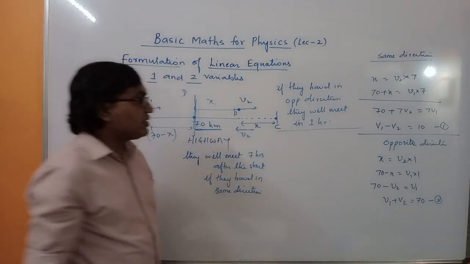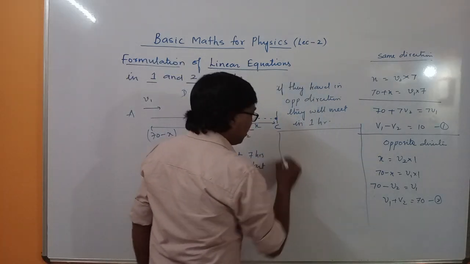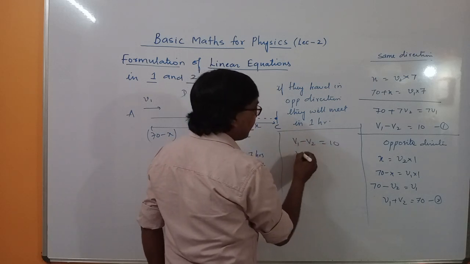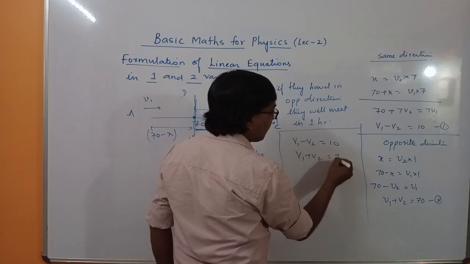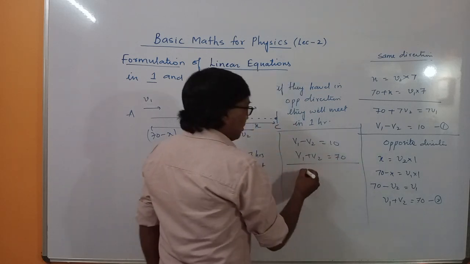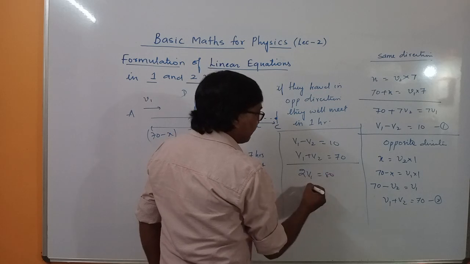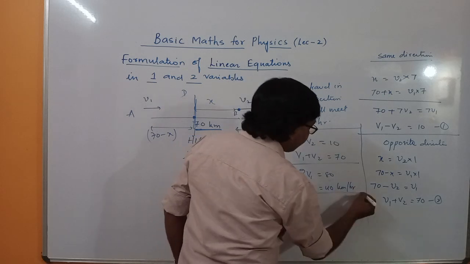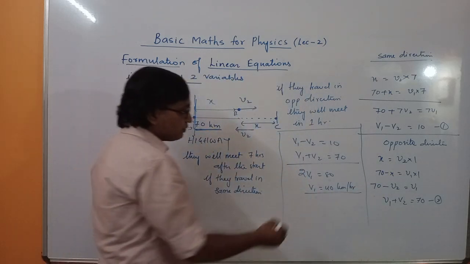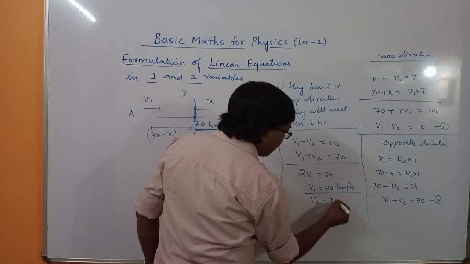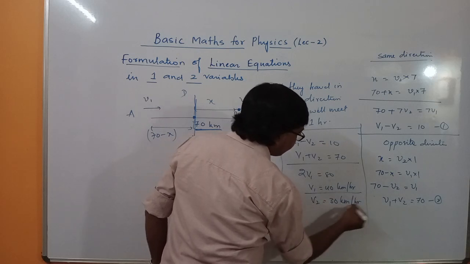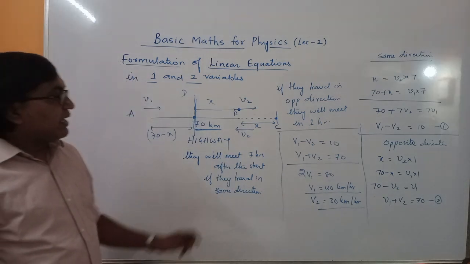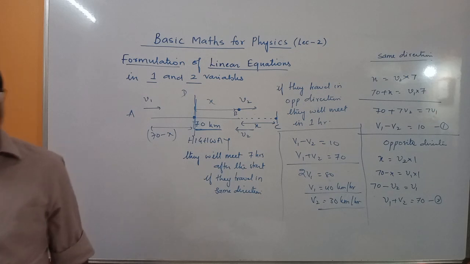Solve these simultaneous equations, which you know how to solve. V1 minus V2 is 10, V1 plus V2 is 70. So 2V1 is 80, so V1 is 40 kilometer per hour. Then V2 is 30 kilometer per hour. Okay. Then we'll take a few more problems.